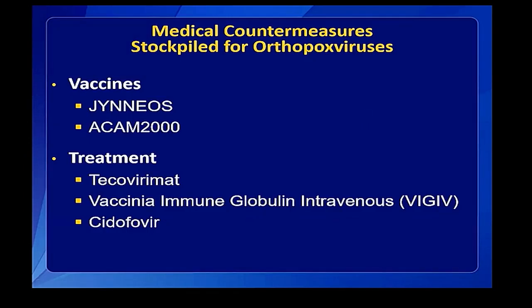Okay, thank you. We are fortunate that due to smallpox preparedness, there are a number of medical countermeasures that have been stockpiled for smallpox and can be used for other orthopox viruses like monkeypox. With respect to vaccines, we do have two vaccines available, Jynneos and ACAM2000. And with respect to treatment, Tecovirimat is a first-line agent, and we also have Vaccinia immune globulin and Cidofovir available in our strategic national stockpile. I'll go through all of these medical countermeasures.